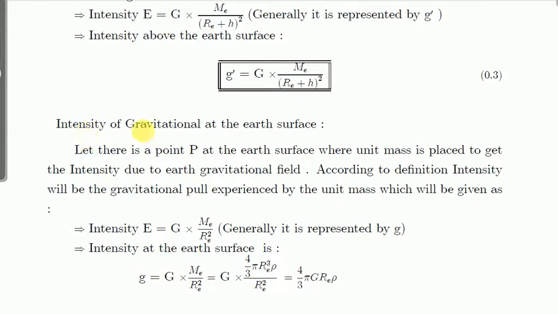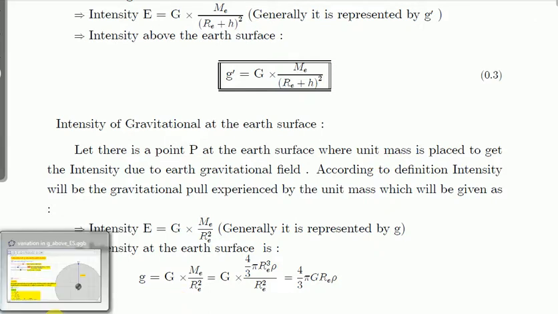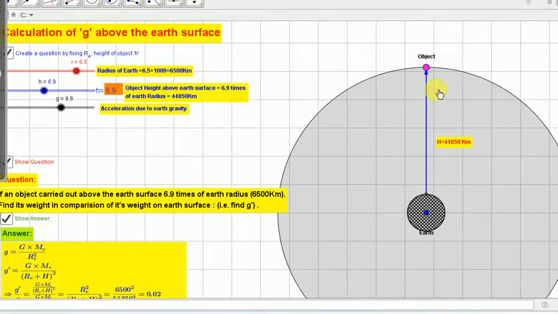Intensity of gravitational field at Earth's surface. Let there be a point P on the Earth's surface where unit mass is placed. I will show it here also. Here is the object, here is the Earth, and here is the unit mass placed. The radius of Earth is 6500 kilometer. Object height is 6.9 times the Earth radius. So what I have calculated, I show you.